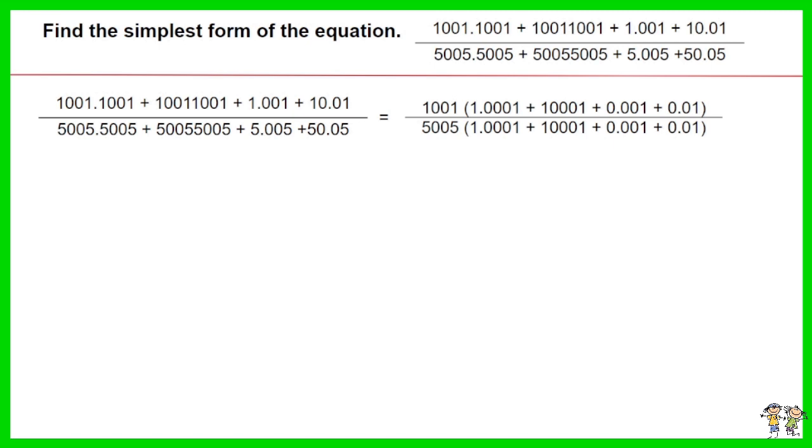You have a numerator equals 1001 times the result of 1.0001 plus 10,001 plus 0.001 plus 0.01. Denominator equals 5005 times the result of 1.0001 plus 10,001 plus 0.001 plus 0.01. The terms of 1.0001 plus 10,001 plus 0.001 plus 0.01 in the numerator and denominator cancel out each other. The equation is now 1001 over 5005. The simplest form of the equation is 1 over 5.